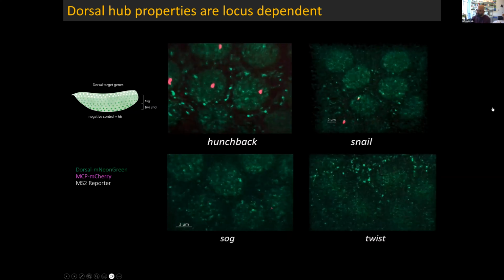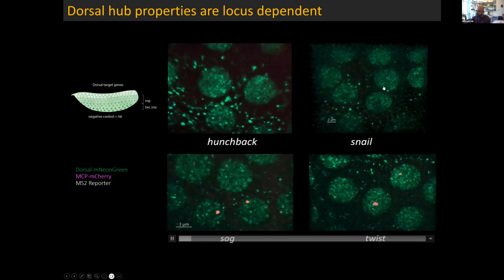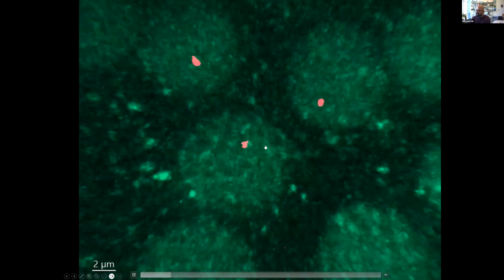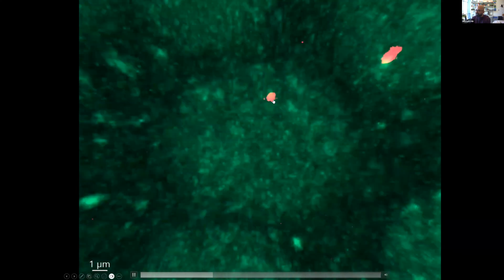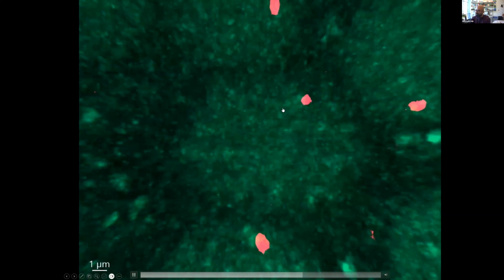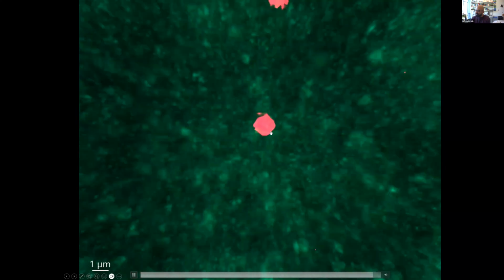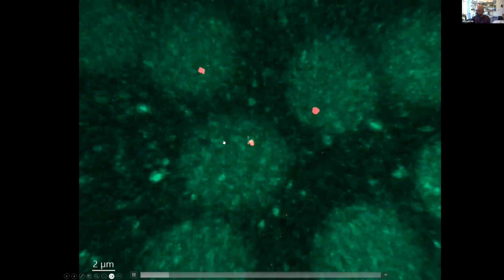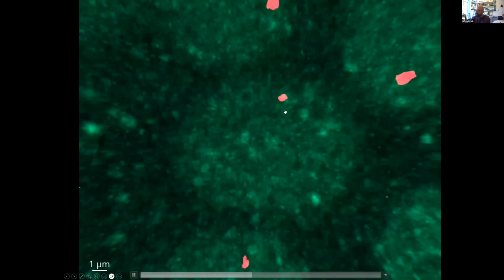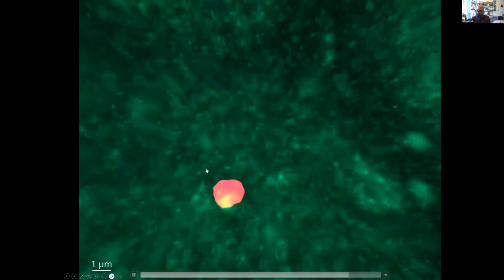Now, one of the most interesting out of this set of genes is a gene called snail. And if we zoom into this movie, in pink, you're seeing the gene being transcribed, and in green, you're seeing dorsal. You might notice that one of these dorsal hubs is sort of following the transcription site around. So you can imagine the DNA polymer in here. That's the gene that's being read out. And around that gene, we have a hub of dorsal that is driving presumably transcriptional activity.